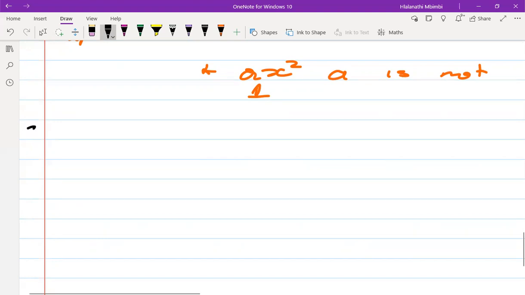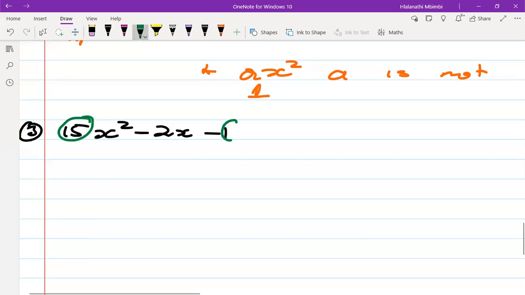Okay, let's take 15x squared minus 2x minus 1. Now for this one, where the coefficient of x squared is not 1, you take that coefficient of x squared and you take this number, that value there. You multiply them, 15 times 1. You don't care about the signs. You'll deal with the signs later on. And then that's 15, and you're just going to be looking at factors of 15.